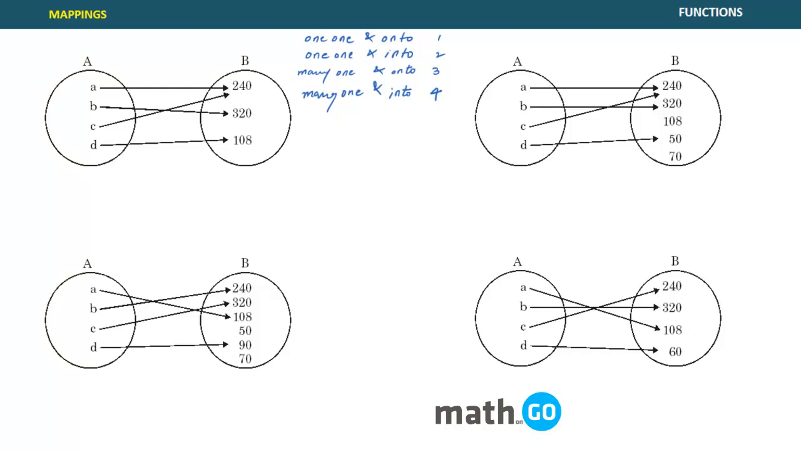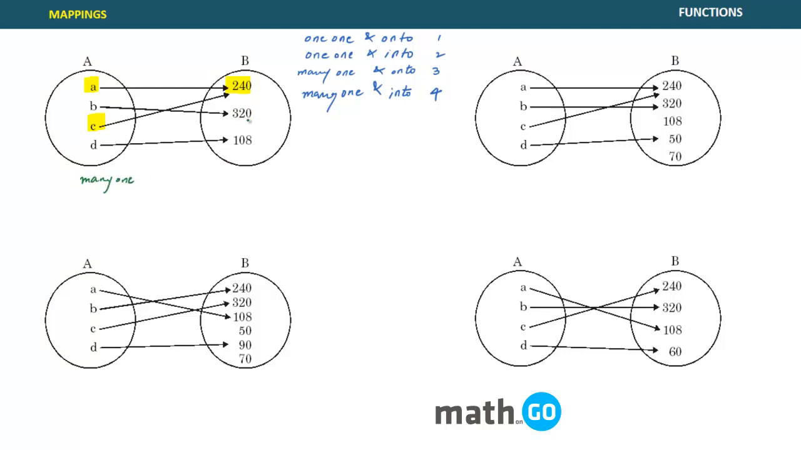Let's start with the first one. The first one here says A, B, C, D all have their mappings. So what is the definition of 1-1? For 1-1, every element in B should have only one pre-image. That means this particular element should be linked only to one element. In this, I see that 240 is linked with two elements, A and C, so that means this is a many-1 function, right? Straight away I can say this is many-1.